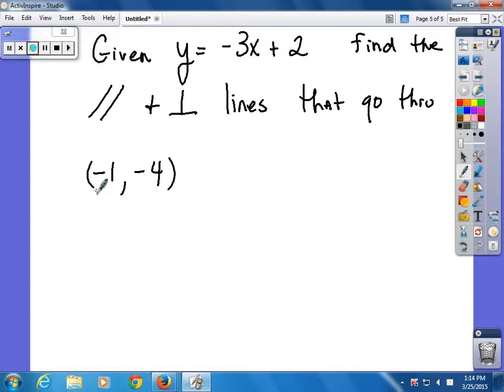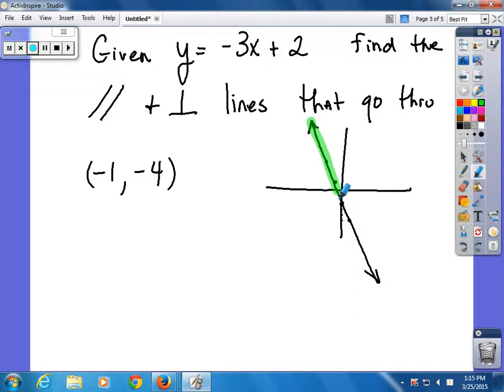First of all, I want you to draw a picture of it. I'll even help you out drawing a picture of it. There's 1, 2, and you got a negative slope which goes this way, so up 3, 1, 2, 3 over 1. So your line looks something like this. And this point, so let me mark that in green. Here's our line. And our point is -1, -4. 1, 2, 3, 4.